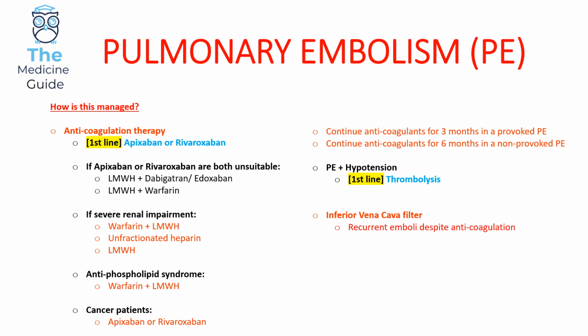Now, if the patient has a severe renal impairment like an AKI, we would offer the patient instead warfarin and low molecular weight heparin, or unfractionated heparin, or low molecular weight heparin on its own. Now, patients who are suffering from PE due to an underlying antiphospholipid syndrome, we would offer them warfarin and low molecular weight heparin. Cancer patients will receive apixaban or rivaroxaban.